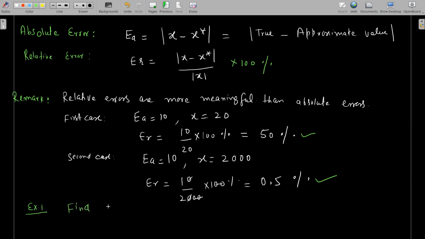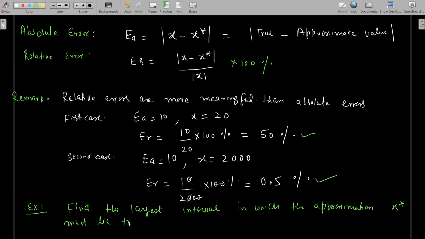This example says that find the largest interval in which the approximation x star must lie to approximate square root 2 with relative error at most 10 power minus 5.